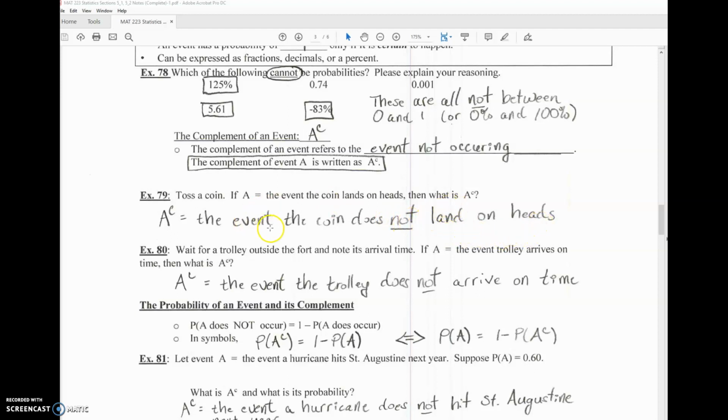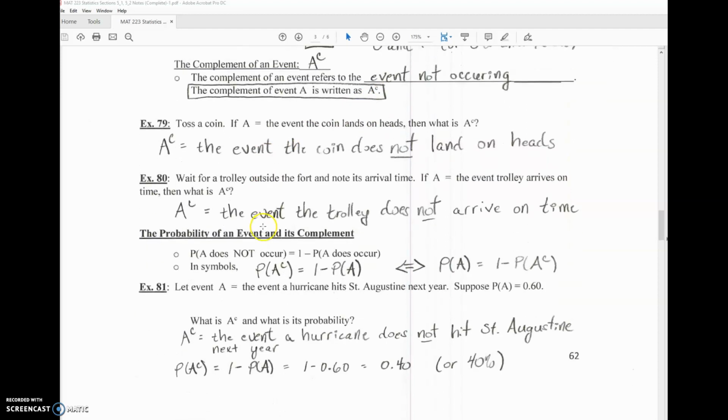Now in this example, there's only one other thing that could possibly happen, right? Unless it really does something crazy and stands up on its side, but that's not going to happen. So why do we say the event the coin does not land on heads when there's only two chances? You could say that A complement is the event the coin lands on tails, but I'd like you to get in the habit of saying it's just not the event. You'll see why that makes sense, because most of the time there's not only two things that can happen.